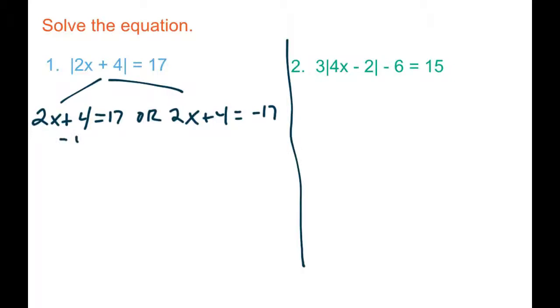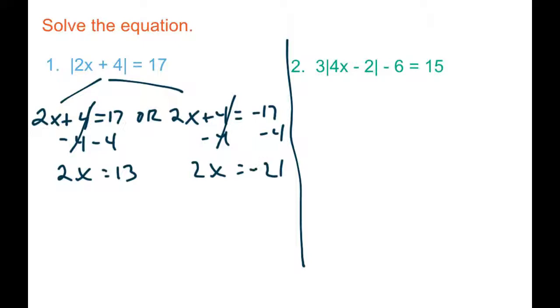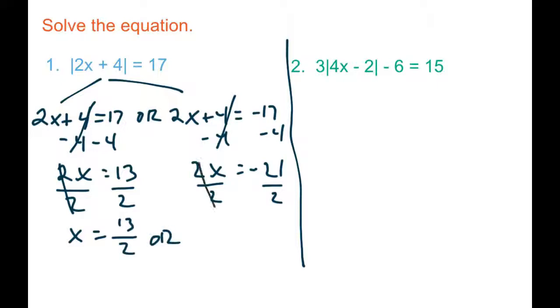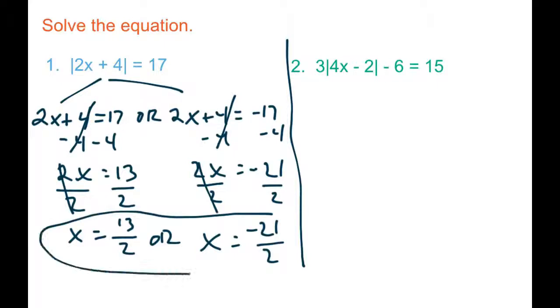We're going to write the same thing, 2x plus 4 equals, but this time we'll put negative 17. Alright, so we're going to solve, subtract 4 on both sides, and we'll do that for both equations. 2x equals 17 minus 4 is 13. 2x equals negative 17 minus 4 is negative 21. We'll divide by 2 on both sides. x equals, we'll just leave it improper, 13 over 2, or x equals negative 21 over 2. And that's our solution. Either the answer is 13 over 2 or the answer is negative 21 over 2.